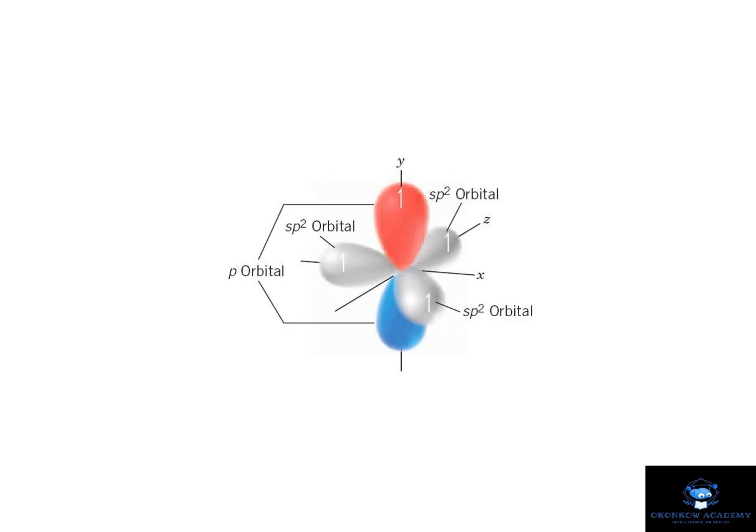This space-filling model shows the actual volume of ethene. The molecule is indeed flat, and you can see the electron density distributed symmetrically. This physical shape has real consequences for reactivity, and reagents approach the pi bond from above and below the plane.